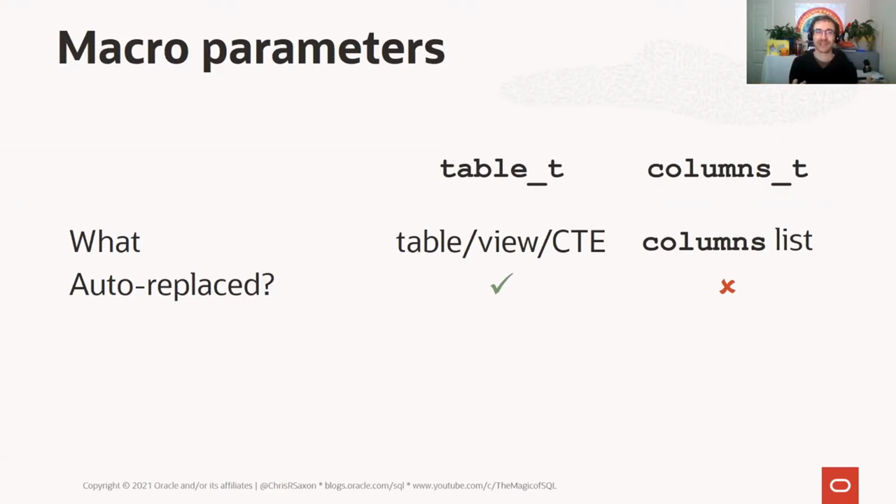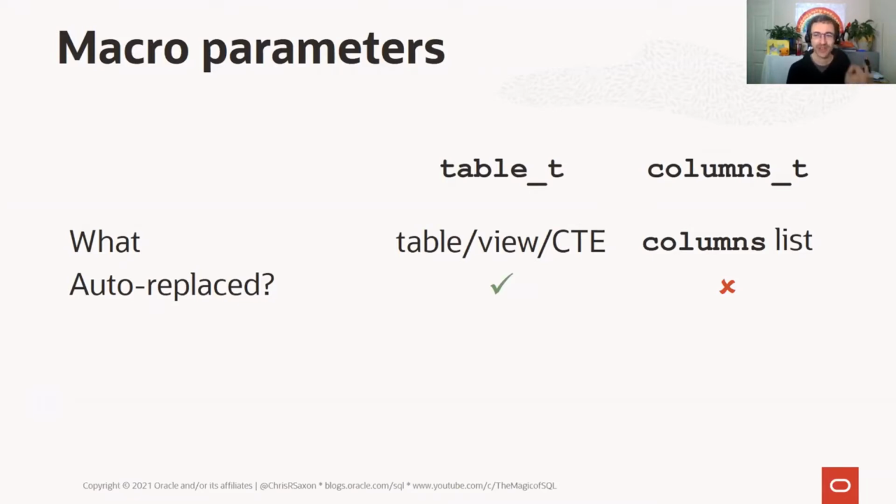But there isn't an implicit way in SQL to take a comma-separated list and turn it into a string. There are ways to do it, but it's not implicit functionality, right? So the database does not auto replace that. We need to manually pass in those column identifiers as part of the SQL statement we're executing.